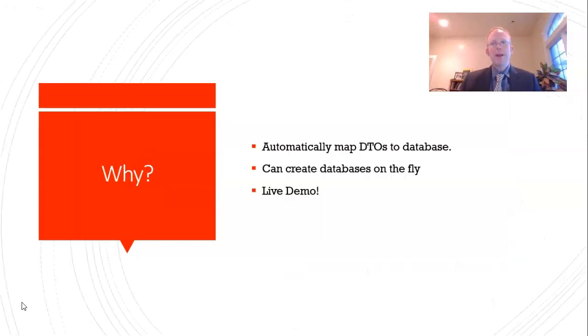So first of all, why do we want to use JPA? Automatically map the DTO to the database. We don't have to think about putting together some kind of SQL statement with string concatenation. Spring Boot JPA handles that for us. We can create a database on the fly.